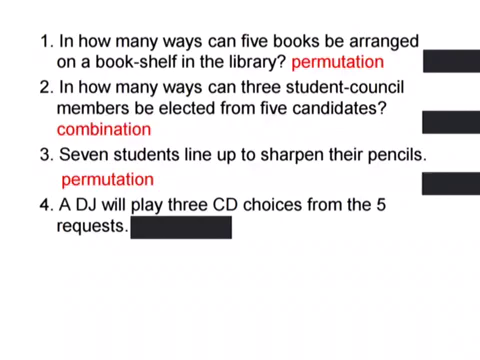Number 4, a DJ will play 3 CD choices from the 5 requests. Okay, in this example, we're not talking about what order the 3 songs or CDs are going to be played in. We're just talking about, if you make a request to the DJ, I really hope my song gets chosen. It doesn't really matter what order it's chosen. Order is not involved here. We just want to know how many different ways could the 3 CDs be chosen out of the 5 requests. So that is a combination. Again, you're going to get a lot of practice on this if it's not all making a lot of sense yet.